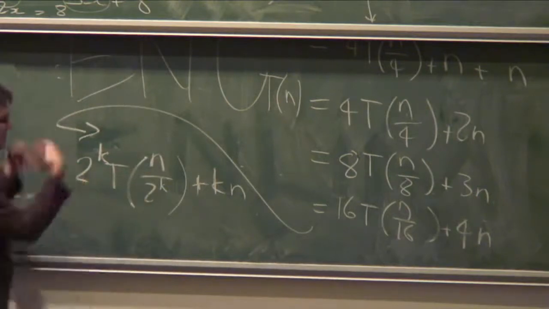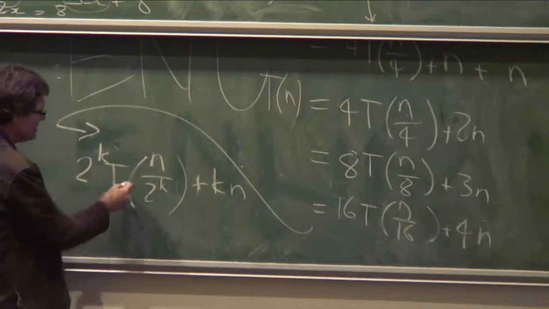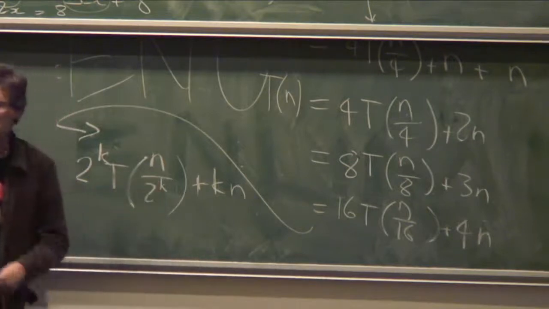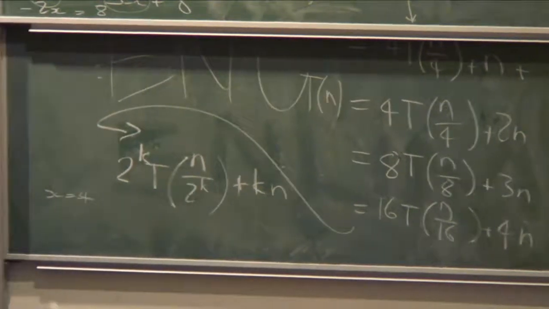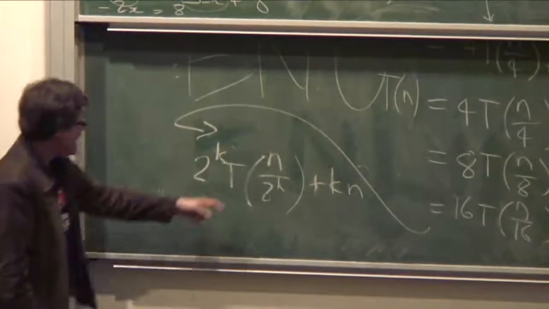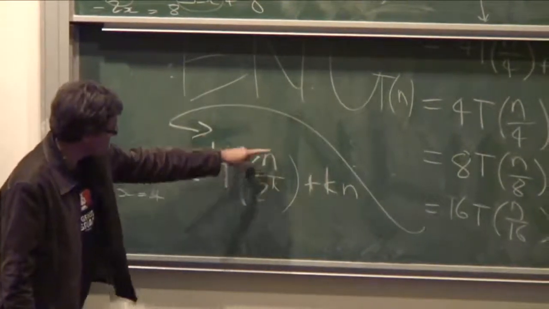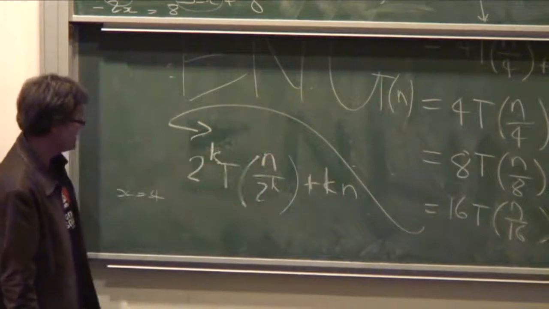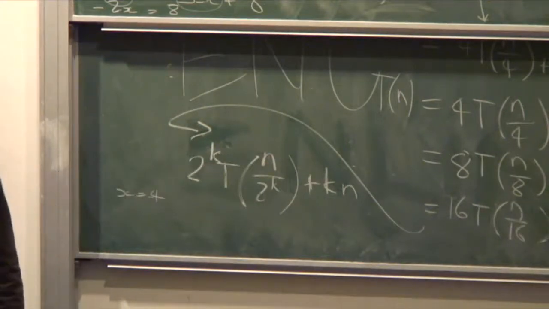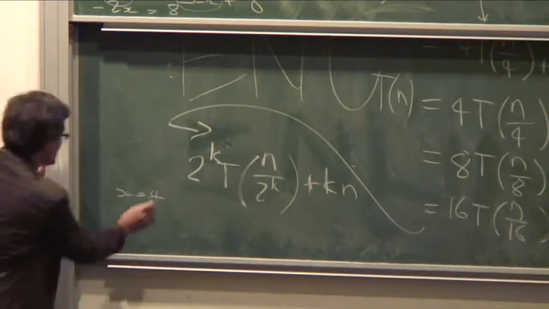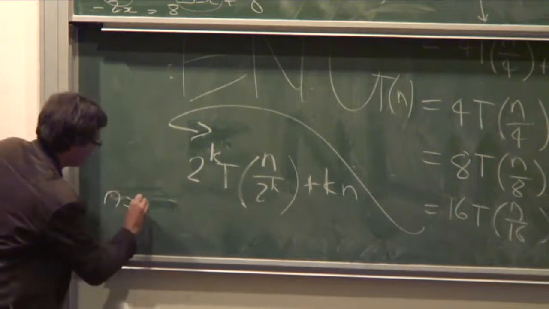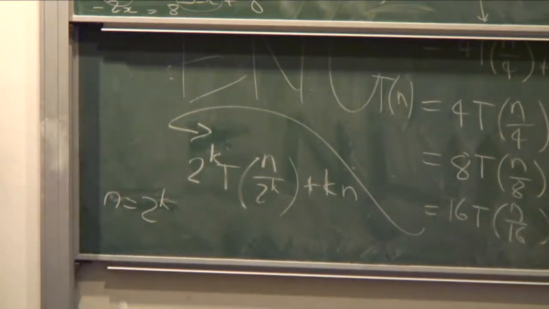I'm going to keep doing this, substituting it over and over again until I'm calculating T(1), because I know what T(1) is. What's that? T(1) is 1. When is this going to be T(1)? When is this going to be 1 in here? When n equals 2^k. If n equals 2^k, what's k equal?